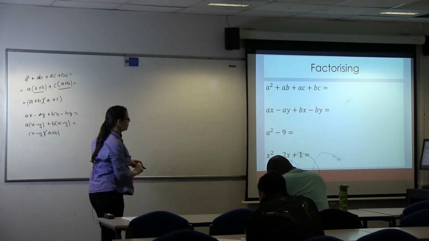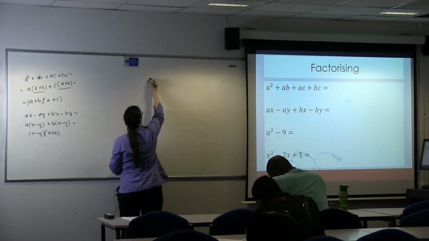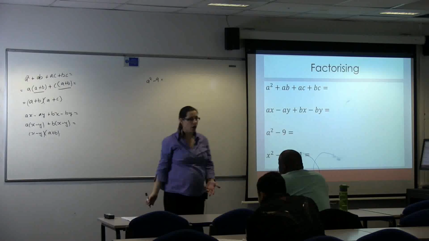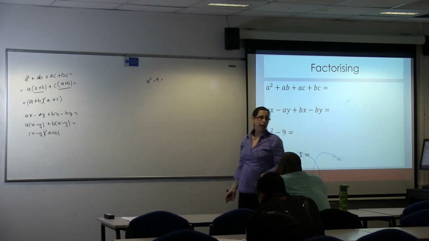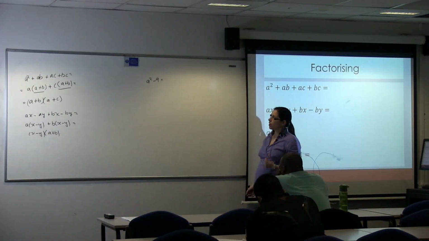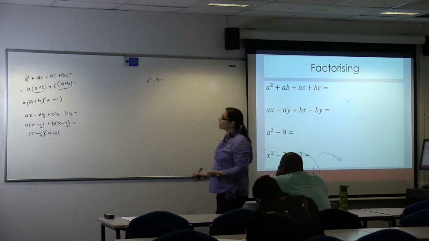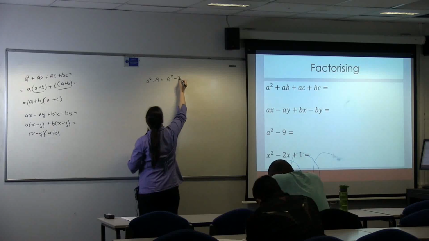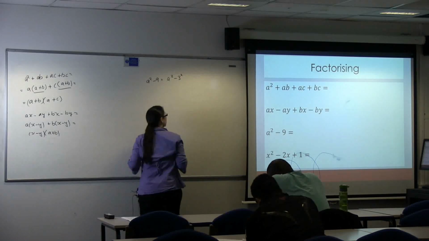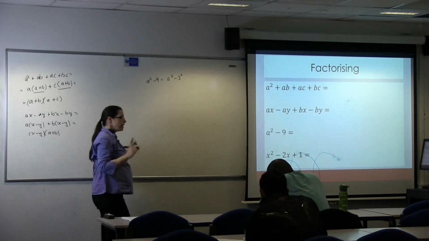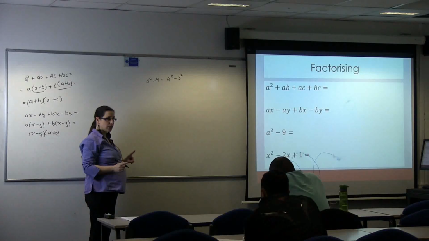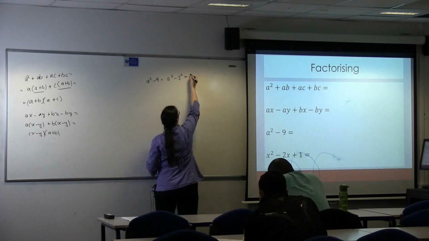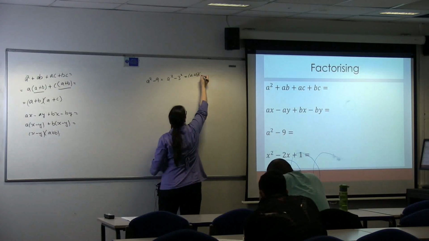The last one, there's nothing common in here and I only have two terms. What's going on in here? Well, I can notice that this is basically a squared minus 3 squared. And now that is a difference of squares. And the difference of squares is always the sum.